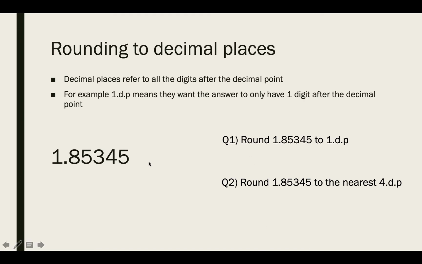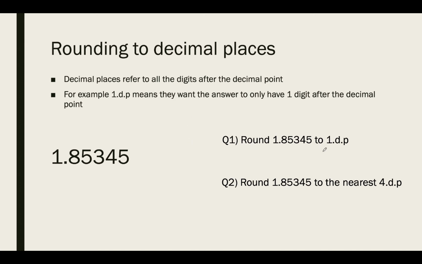Now, rounding to decimal places. Decimal places refer to all the digits after the decimal point. So, for example, 1 decimal point is asking that they want the answer to only have 1 digit after the decimal point. So, this would be to 1 decimal point, this would be to 2, 3, 4, 5, etc. And we use the exact same method which we use for rounding to the nearest unit.